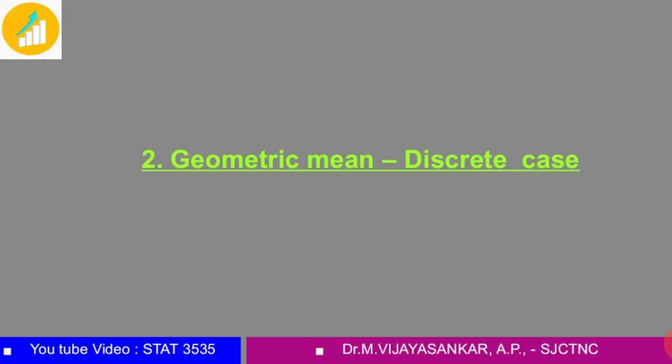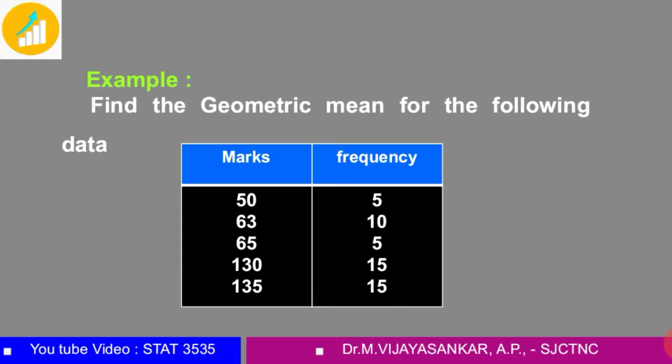Now here we are going to discuss how to calculate geometric mean for discrete case data. See this problem. In this problem, they have given marks and frequency. When we are given two variables, marks and frequency, the data is called discrete case data. Now we are going to find the geometric mean for this given data.